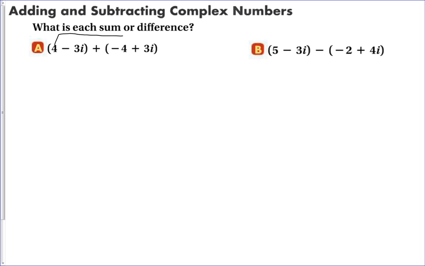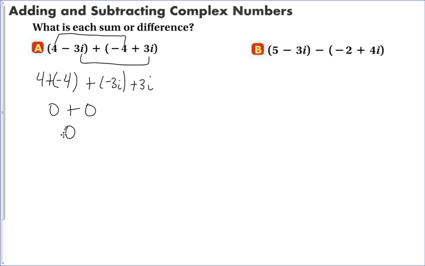So we're going to do 4 plus negative 4, and then we're going to add that to negative 3i plus 3i. So 4 plus negative 4 is 0, plus negative 3i plus 3i, well, negative positive, that's also 0. So the answer to A is simply 0. You add the reals, you add the imaginaries. You can't add them together.